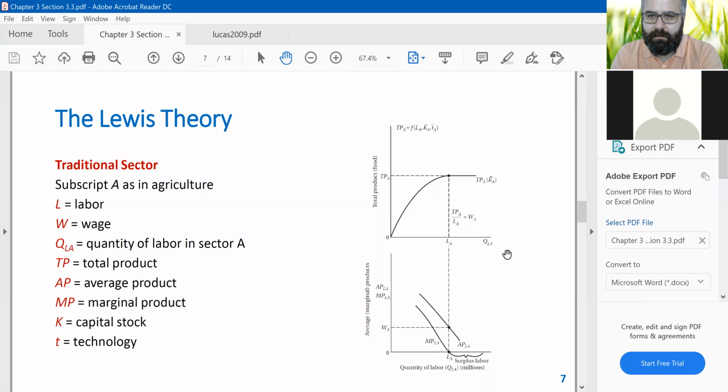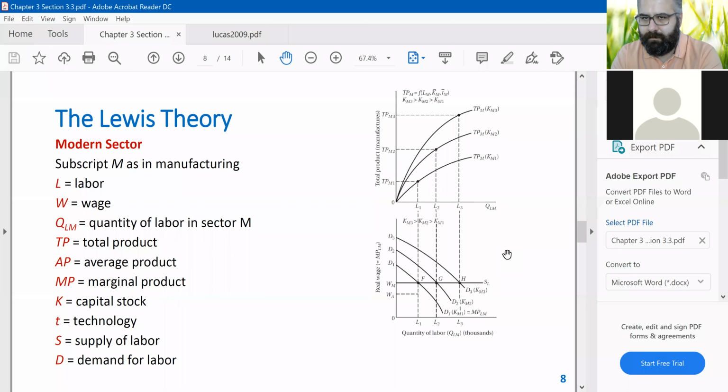Now, let's look at what happens in the manufacturing sector. Now, we have, again, a production function.